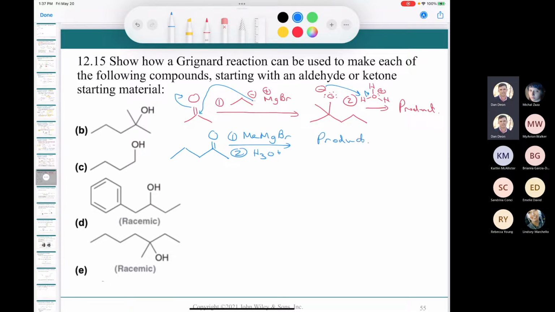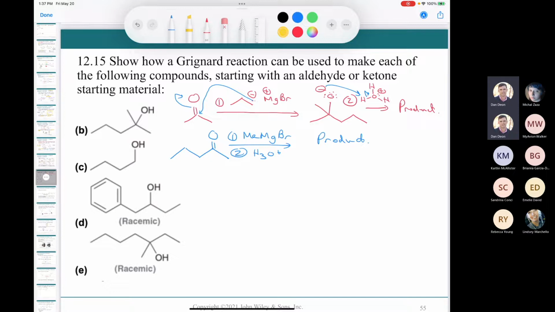Okay, so two possible ways to make this compound. Give me a thumbs up if you follow me on that, or interrupt me if you have a question. This is just the solution to B. There's two possible ways. Again, don't hesitate to interrupt me if you have a question.